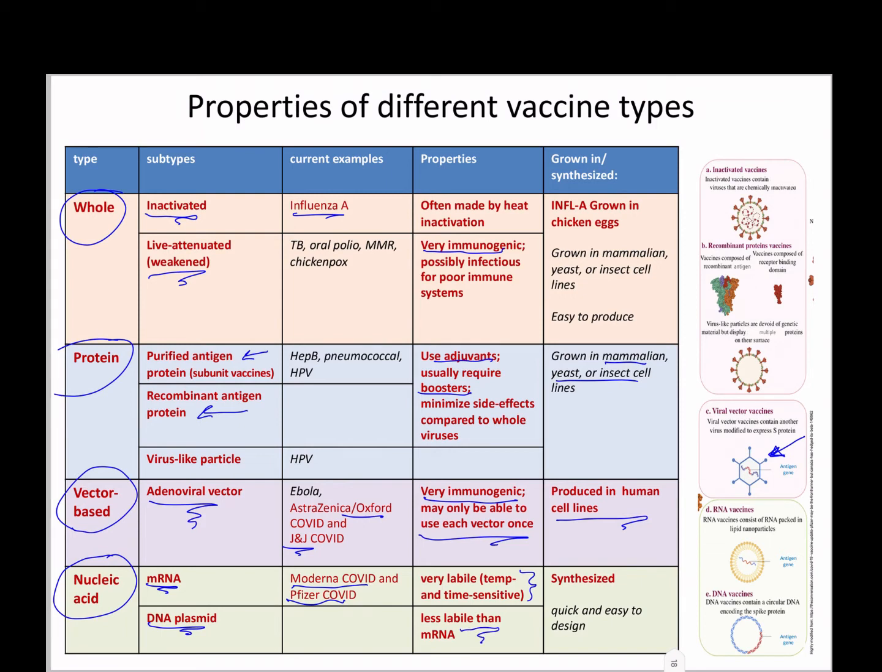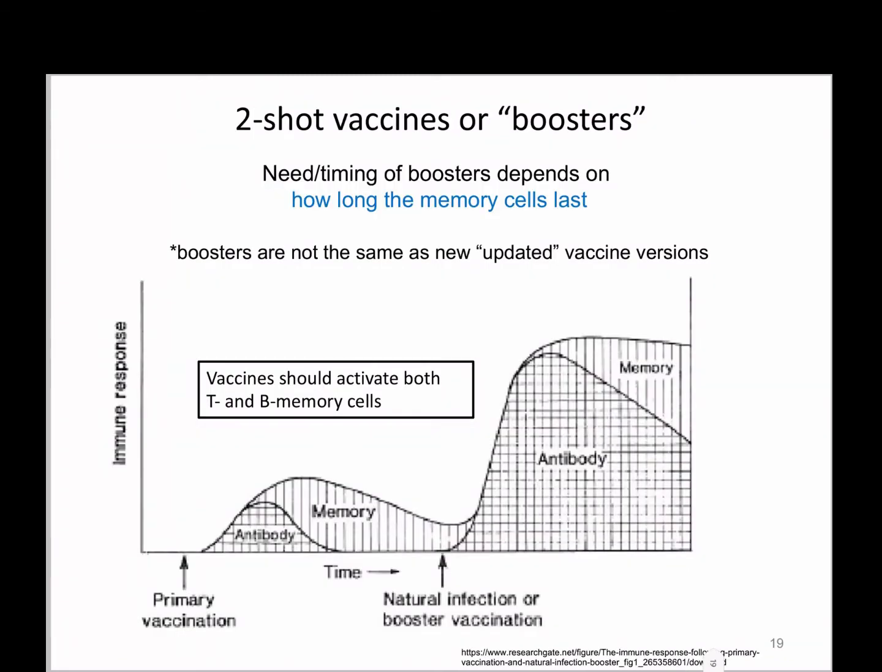As far as how they're growing or synthesizing them, these are the only ones that don't need to be produced in a cell line of any kind. Because it's just pure RNA or DNA, they're chemically synthesized, no cell lines of any sort. So some vaccines need boosters. There are some shots that are only one shot, it lasts your whole life.